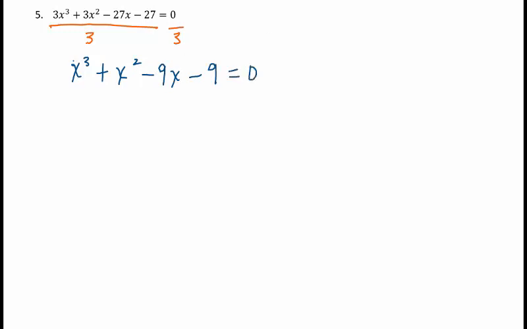At this point, we're going to factor by grouping. And if you recall, to factor by grouping, we first just split this polynomial down the middle and group two terms at a time. So we'll group the first two terms and factor out the greatest common factor, which is x squared. And we are left with x plus 1.